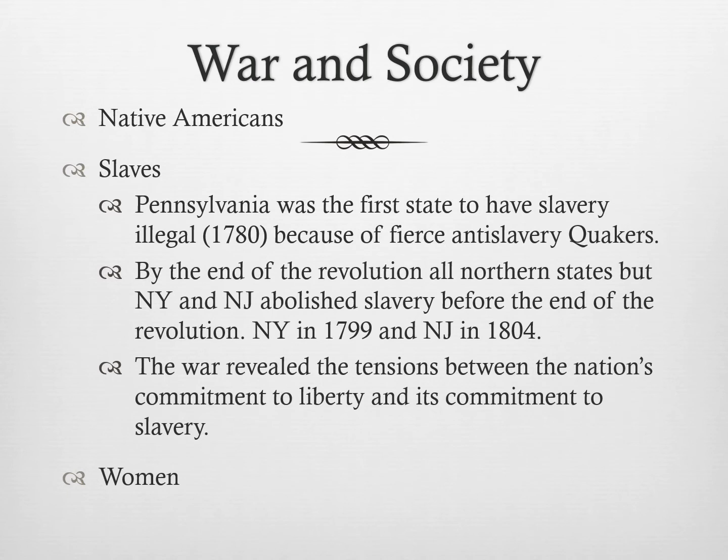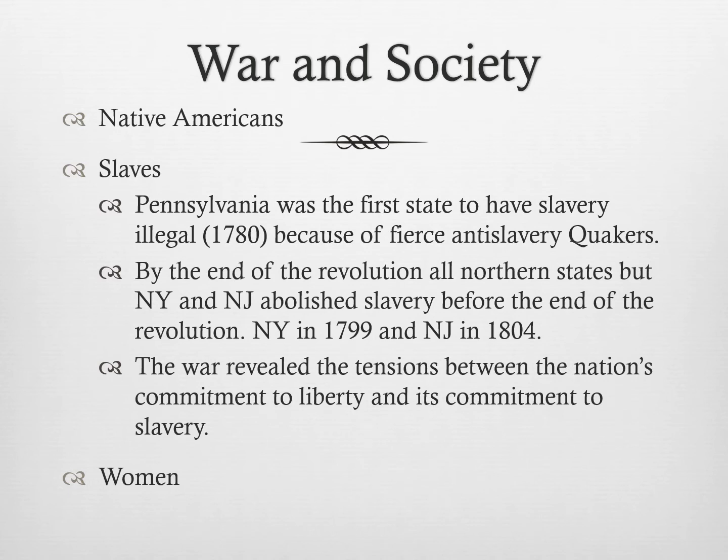So war in society. Now some slaves, the war for independence meant freedom. However, for others, it's going to mean a harsher lifestyle as white slave owners feared a slave rebellion. Now, Pennsylvania is going to be the first state to make slavery illegal, in 1780, because of fierce anti-slavery laws, because a lot of their population is comprised of Quakers.